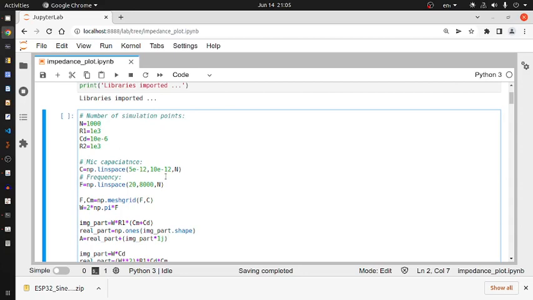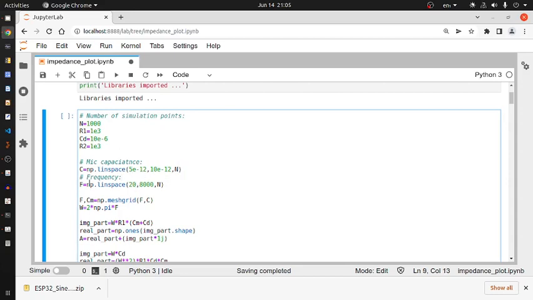The mic condenser capacitance varies from 1 to 10 picofarad. I took a sample where I'm assuming the capacitance varies from 5 to 10 picofarad. Instead of 1 to 10, I've used 5 to 10 picofarad. We could use 1 to 10 as well. Let's see what happens if we take 5 to 10.